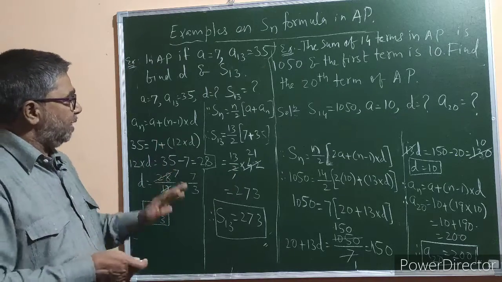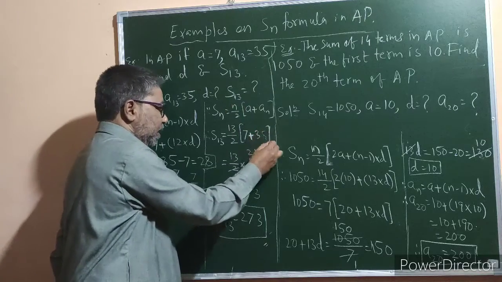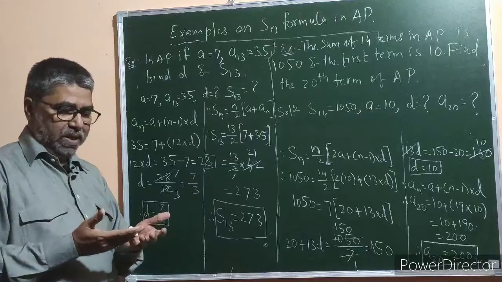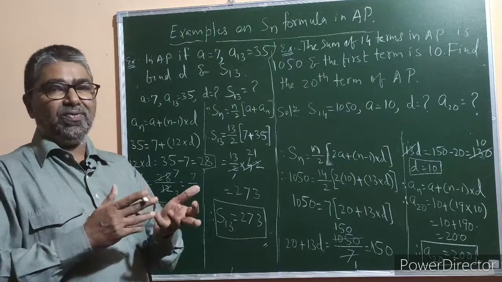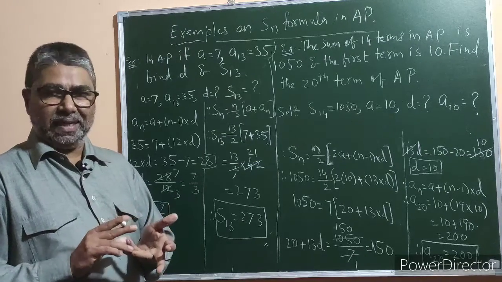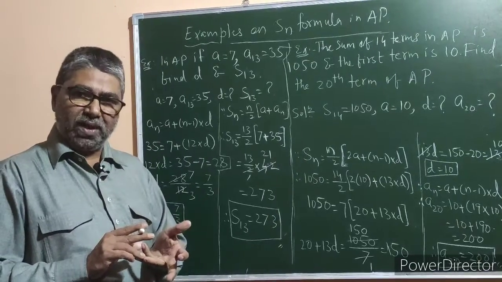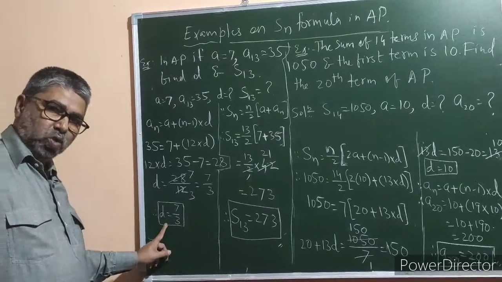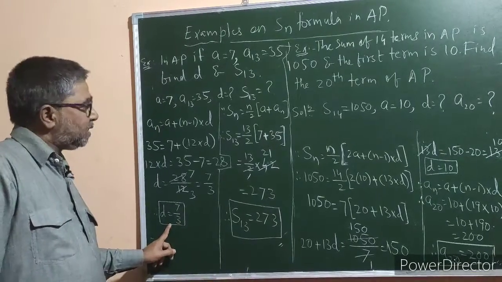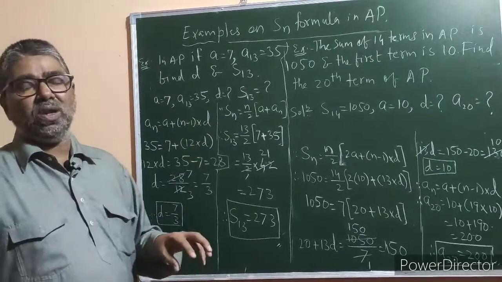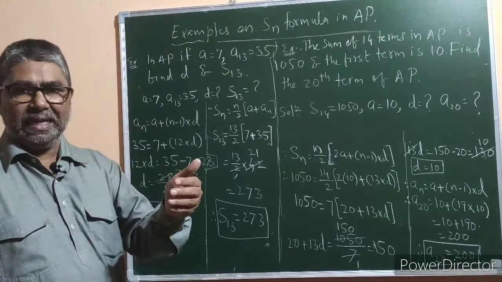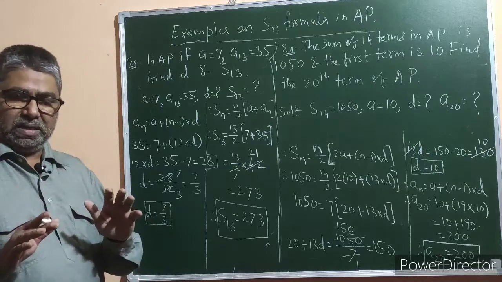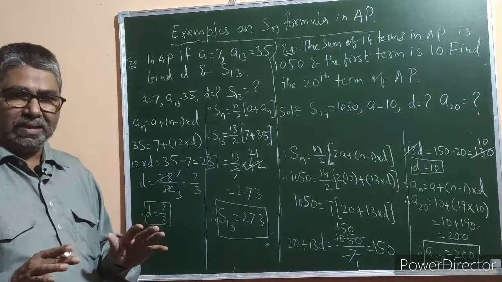Now let us find the sum of 13 terms. To find the sum of 13 terms, we can apply the first formula as well as the second formula. If you apply the first formula, you have to make use of the value of d that you got now, but applying the second formula is a little bit easier than applying the first formula. So let us solve this example by the second formula itself.